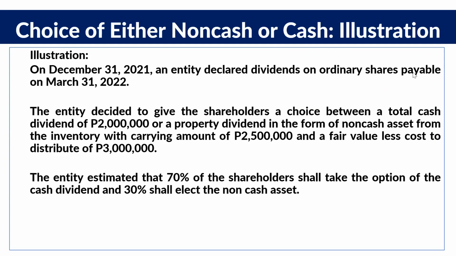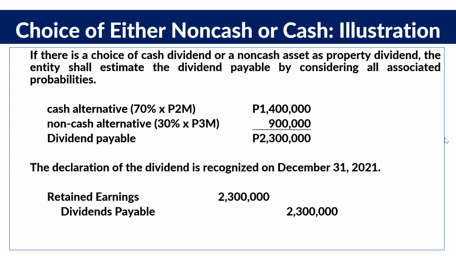So the entity decided to give the shareholders a choice between total cash dividends of 2 million, or a property dividend in the form of a non-cash asset from the inventory with a carrying amount of 2.5 million and a fair value less cost to distribute of 3 million. The entity estimated that 70% of the shareholders shall take the option of the cash dividend while 30% shall elect the non-cash asset. So how do we account for this one?